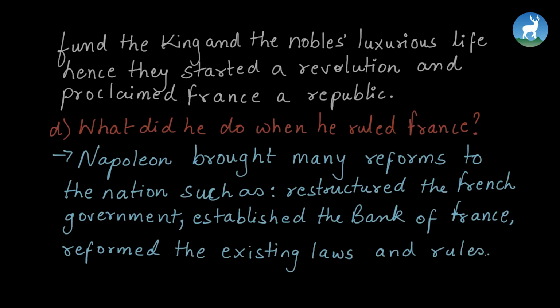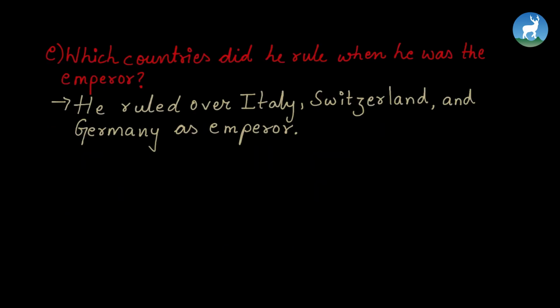Number D, what did he do when he ruled France? Napoleon brought many reforms to the nation, such as restructuring the French government, establishing the Bank of France, and reforming the existing laws and rules. Number E, which countries did he rule when he was the emperor? He ruled over Italy, Switzerland, and Germany as emperor.